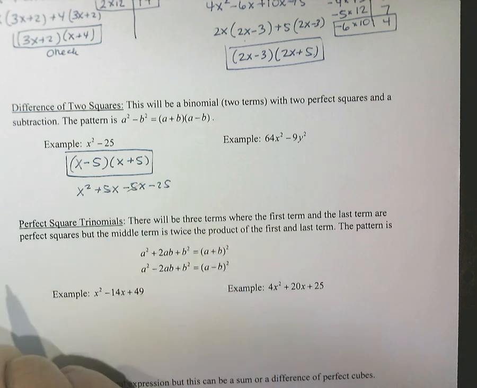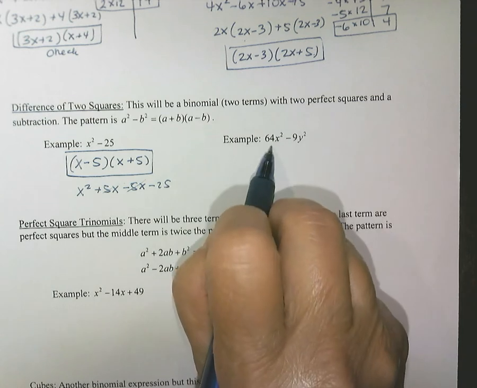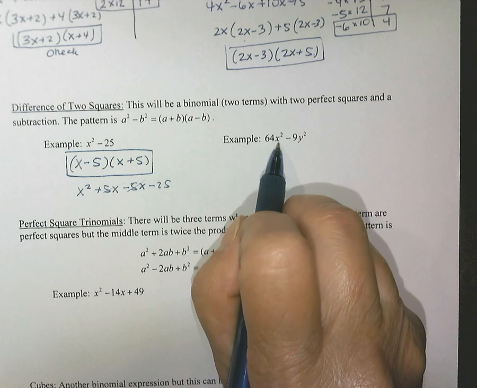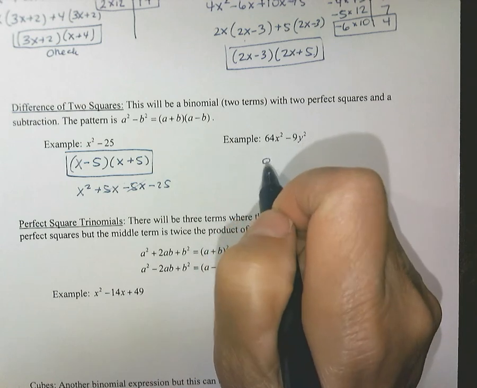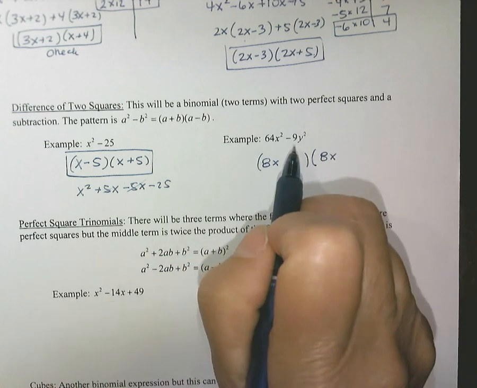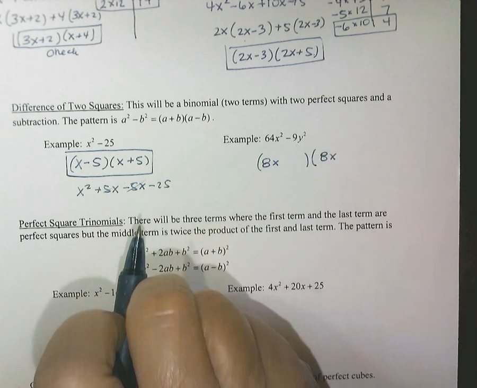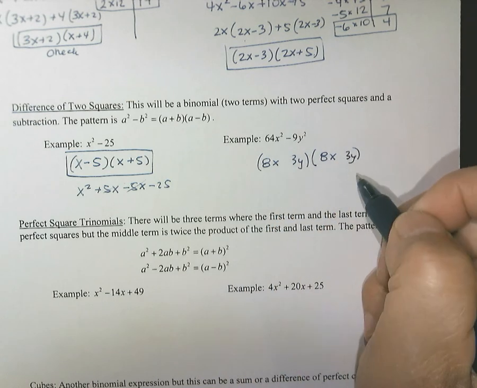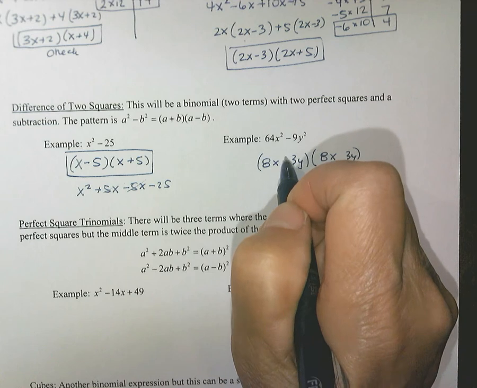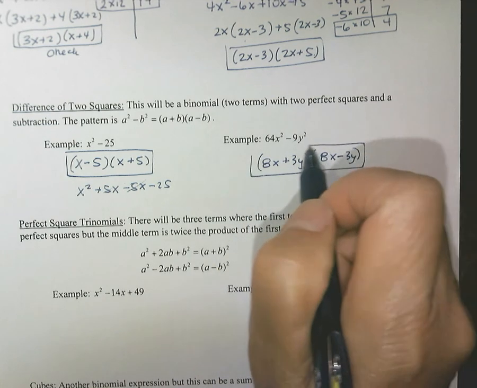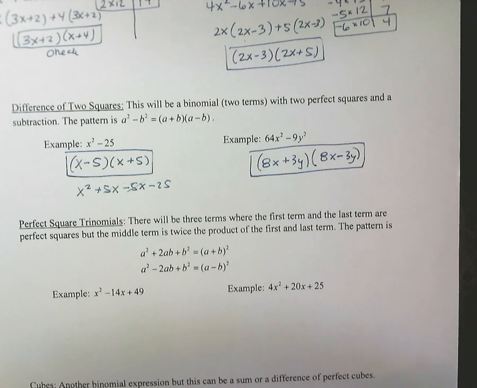Those always add up to 0. So here, same thing, it's a difference of squares. The square root of 64 is 8, and the square root of x squared is x, so I have an 8x. The square root of 9 is 3, and the square root of y squared is y. So I have a 3y and a 3y. It doesn't matter which one's plus. I'll put a plus there and minus there, but one's got one sign, one's got the other. And you can check by multiplying.